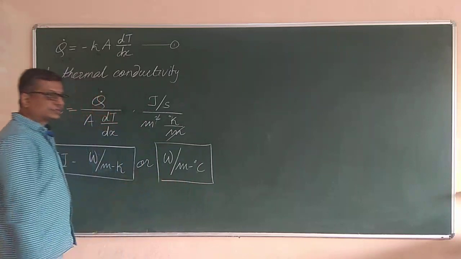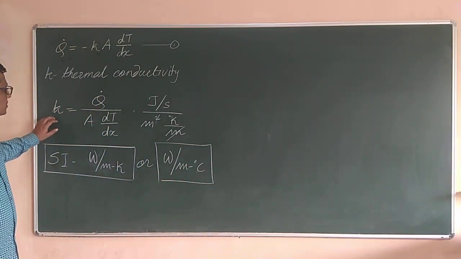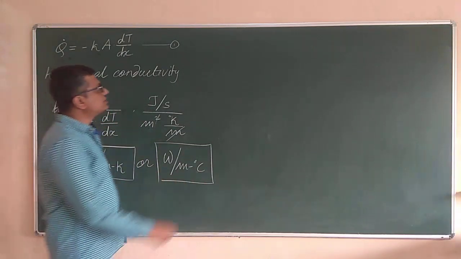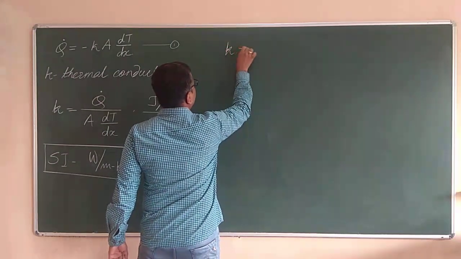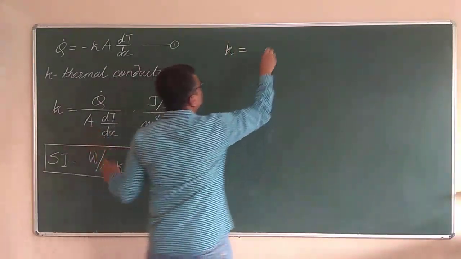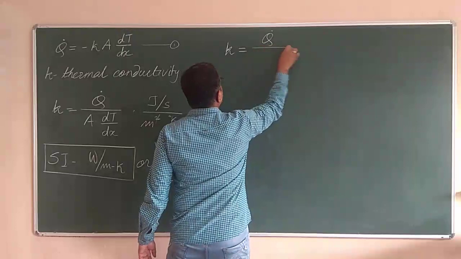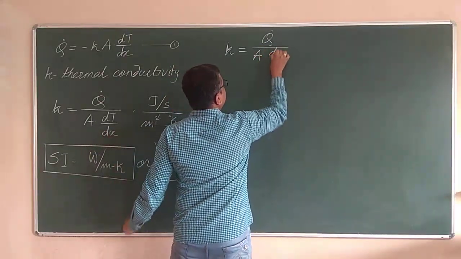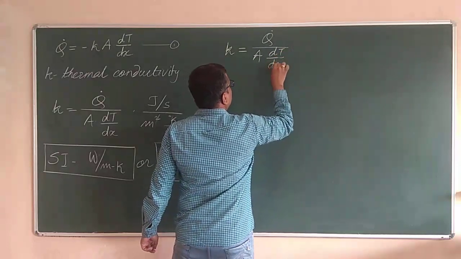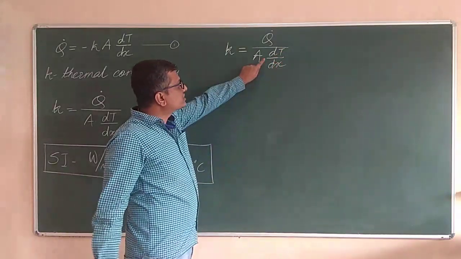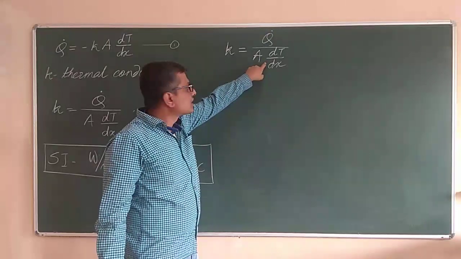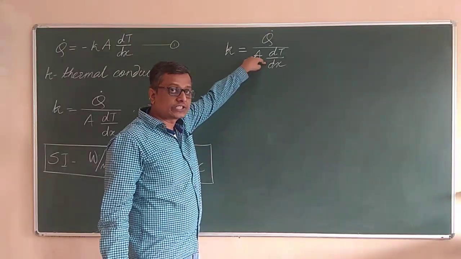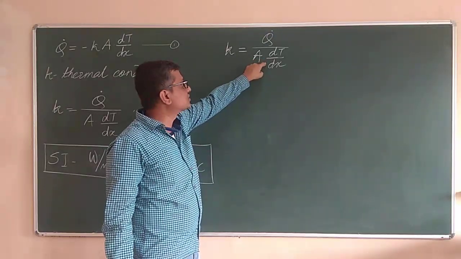Now let's talk about the dimensions of thermal conductivity. To get the dimensions, again I would like to go for the same formula of k, that is Q dot by A, the area normal to the direction of heat flow, divided by dT by dx. I think in the last lecture we have seen what the temperature gradient is, and we have also seen the SI unit and the dimensions for the temperature gradient.